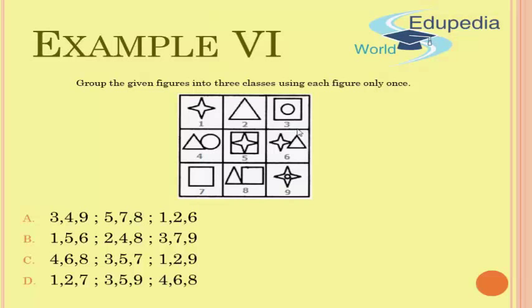So upon observation, I realized that figures 4, 6 and 8 are similar because they have 2 shapes next to each other. In figure 4 I have a triangle and a circle next to each other. In figure 6 I have a star and a triangle next to each other, and in figure 8 I have a triangle and a square next to each other. So one group will be 4, 6 and 8.